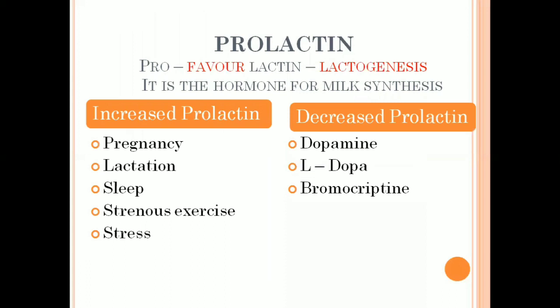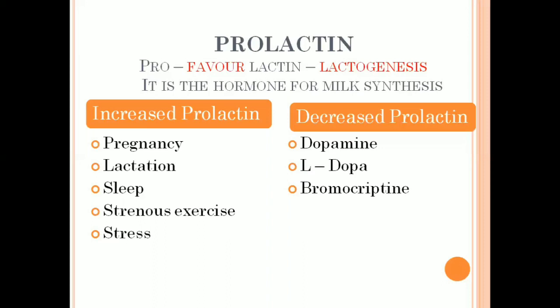The prolactin level is increased during pregnancy, lactation, and during sleep, exercise, and stress. And decreased prolactin is seen when dopamine is secreted. Dopamine is called prolactin inhibitory substance, produced by the hypothalamus, and also dopamine agonists like levodopa and bromocriptine will decrease the prolactin secretion. That's all about conditions that increase and decrease prolactin.